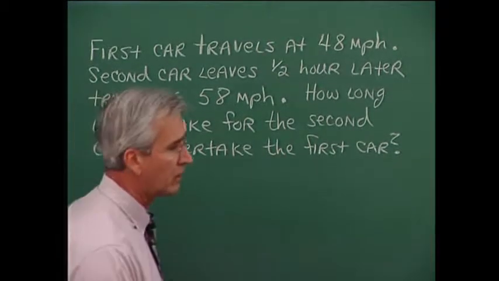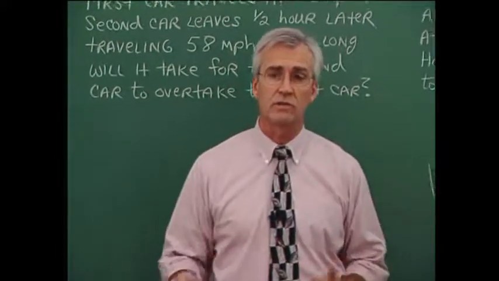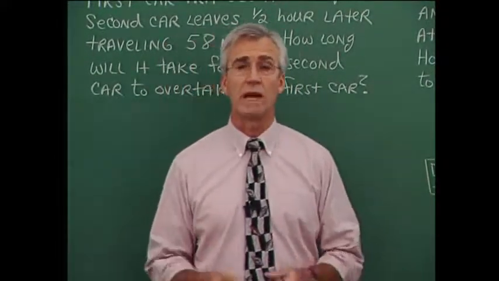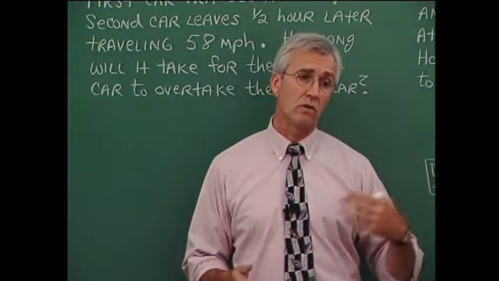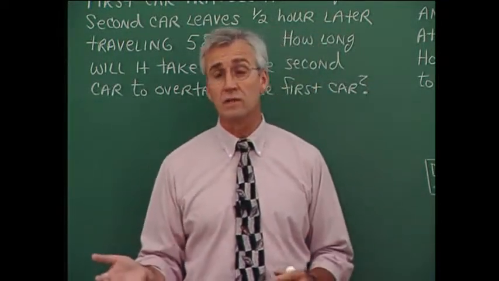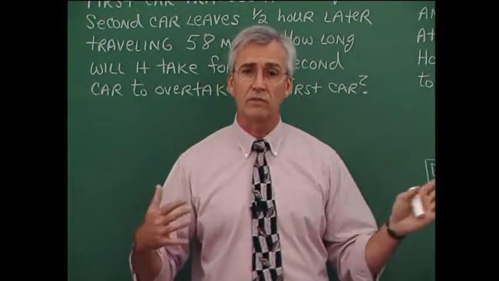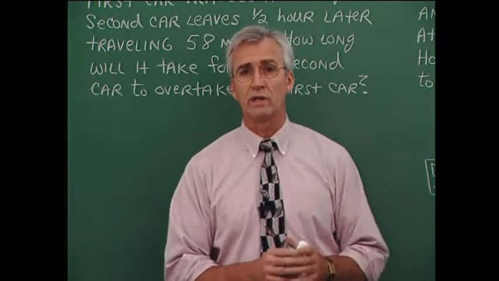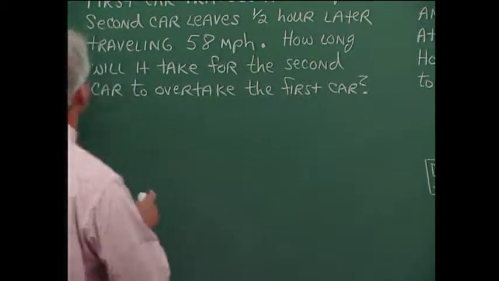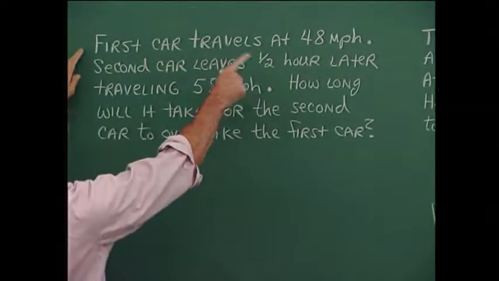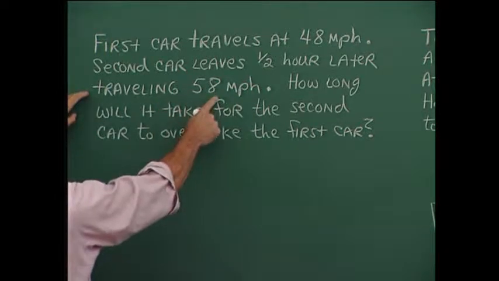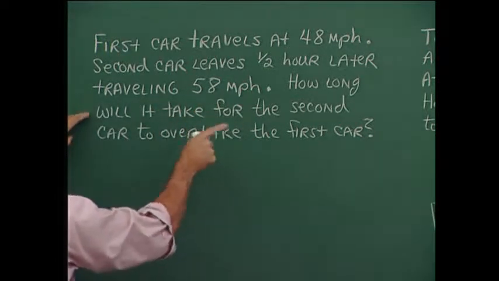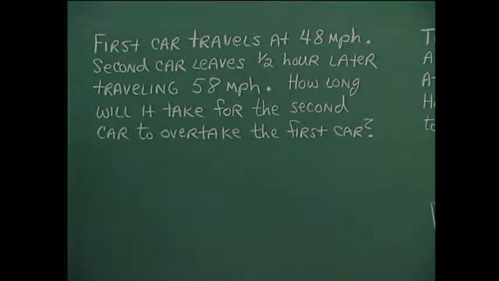Suppose a soccer team is traveling a long distance to a site where there is a soccer match, and there are a couple of cars, and one is faster than the other. The slow car leaves first, the fast car leaves a little while later, and so we have an overtake situation here. The specifics run like this. The first car travels at 48 miles per hour. The second car leaves a half hour later and travels at 58 miles per hour. How long will it take for the second car to overtake the first car?